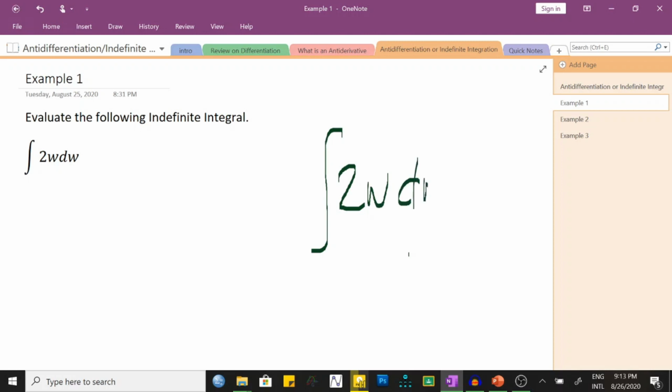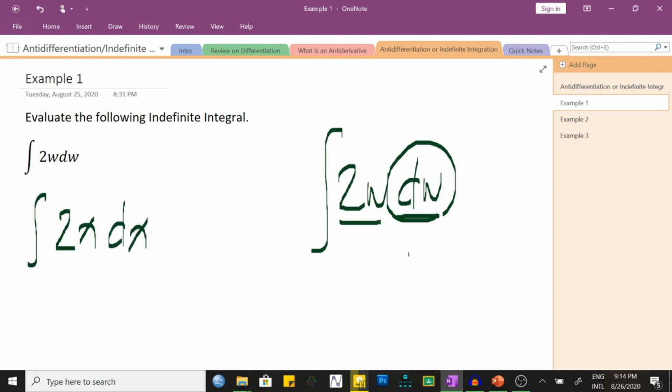But we see here another part, it's dw. This is just a notation. This is not 2w times d times w, but a single notation telling us that we are to anti-differentiate 2w with respect to variable w. So when I change the variable, say, what is the indefinite integral of 2x, then the notation that we attach to it is dx, which means we are to integrate this with respect to variable x.